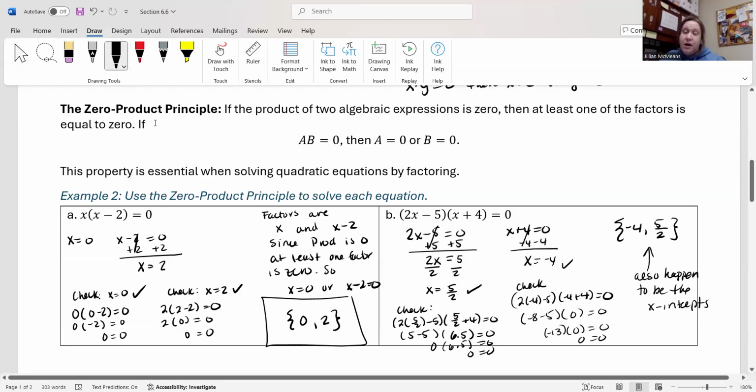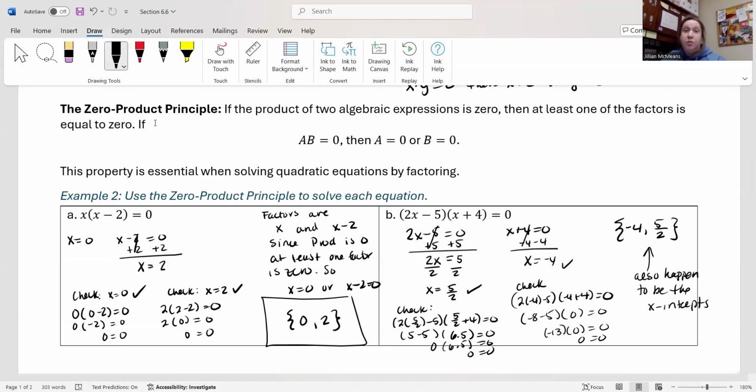So at this point in time, make sure you know how to put a quadratic equation in standard form. Also know how to apply the zero product principle, okay?